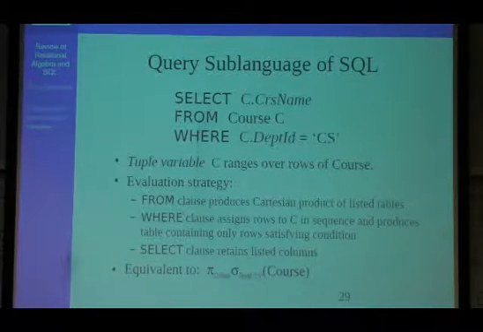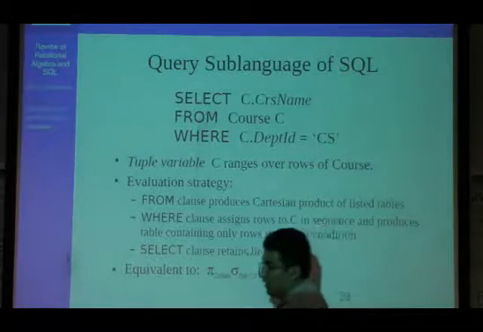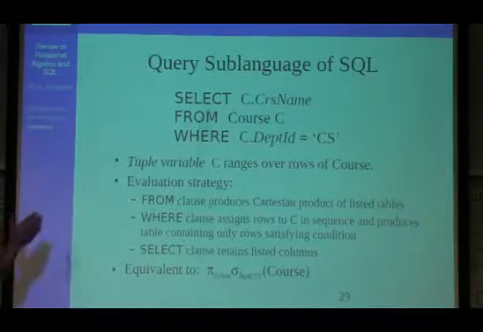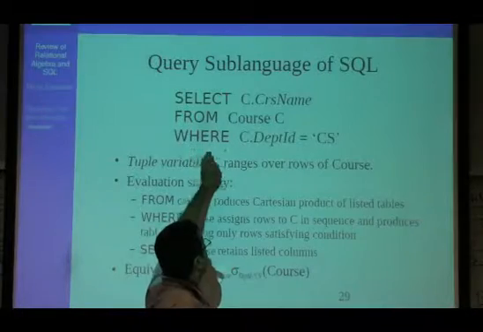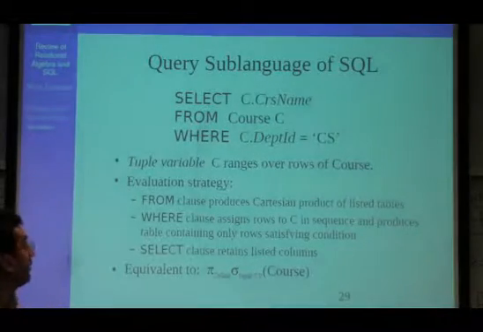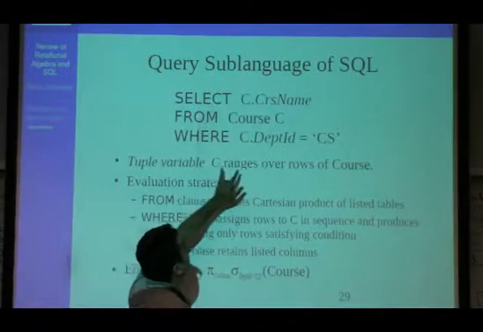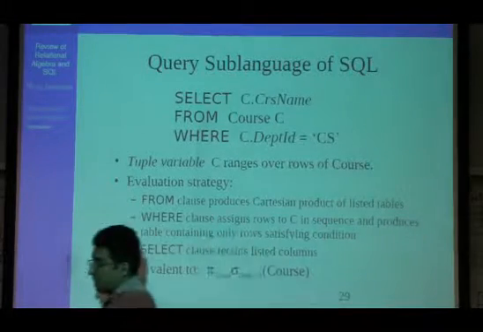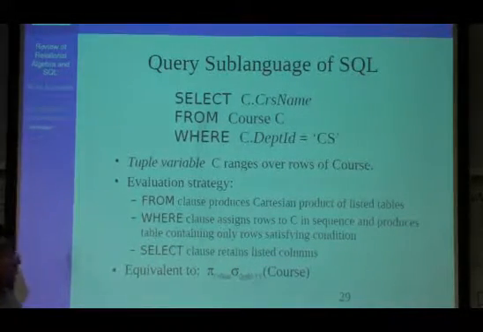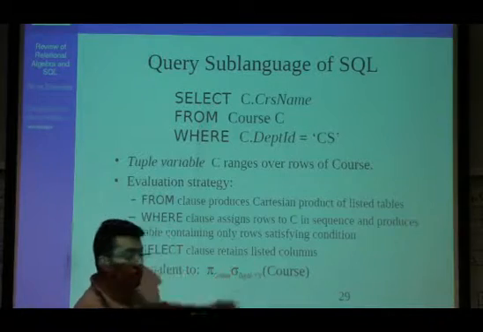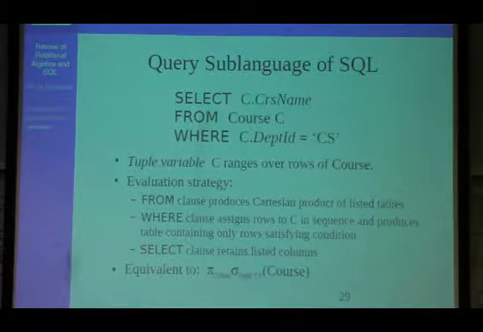The simplest instruction of the SQL query sublanguage is select. The format is like this: select the column from the table course, naming the table course C over here, and then here we can write a where condition. The where clause specifies which rows should be selected. The select instruction is equivalent to this form of relational algebra expression.